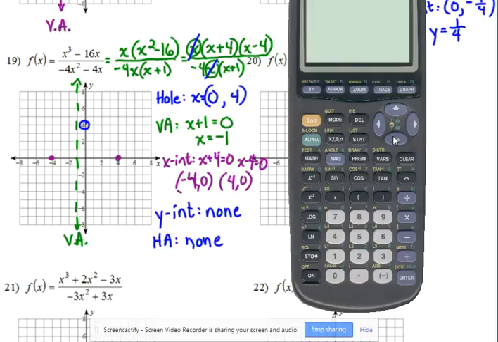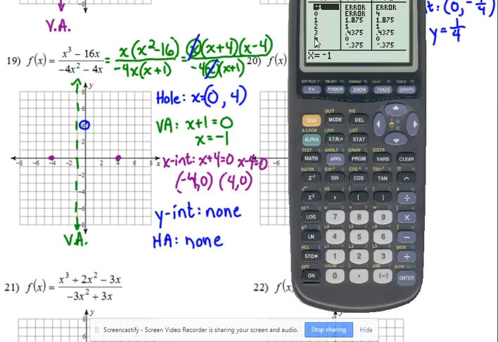Go to the table first. Make sure your y values match up. So we're good. Our y values match up. Let's confirm our hole. We have an error in y1. We've got 4 in y2. That's what we said the y value was, so we're good there. Let's confirm our vertical asymptote. At negative 1, error, error, we're good.